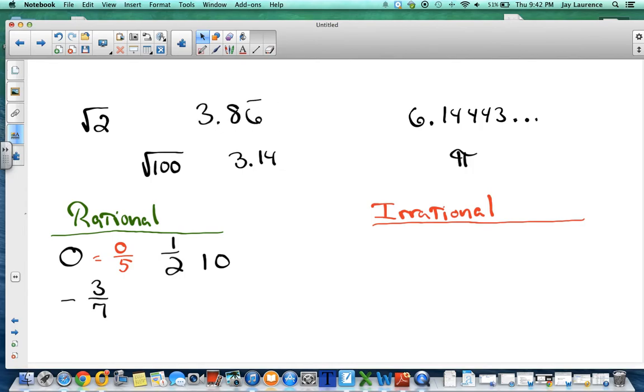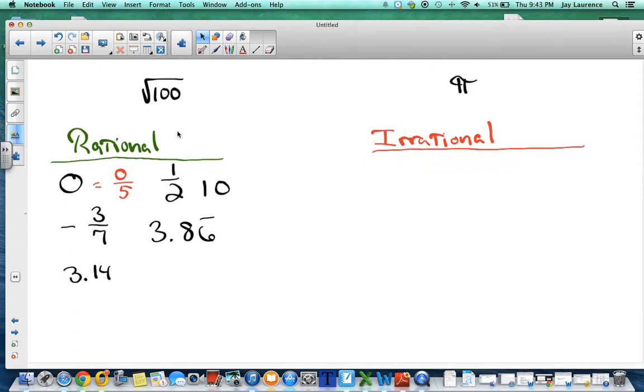3.86 and the 6 repeats. Rational because there's a repeating decimal. 3.14, 3 and 14 hundredths. Rational because it's a decimal that terminates. The square root of 100. Well, what is the square root of 100? Well, it's 10. It's got to be here, right?